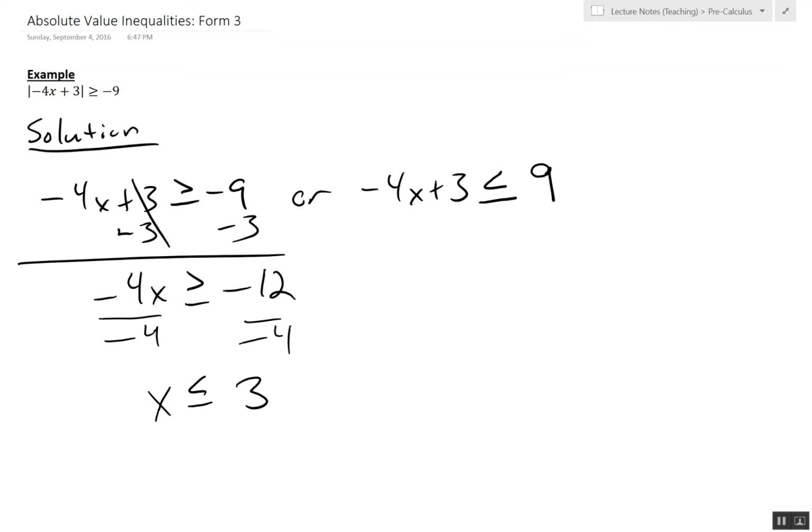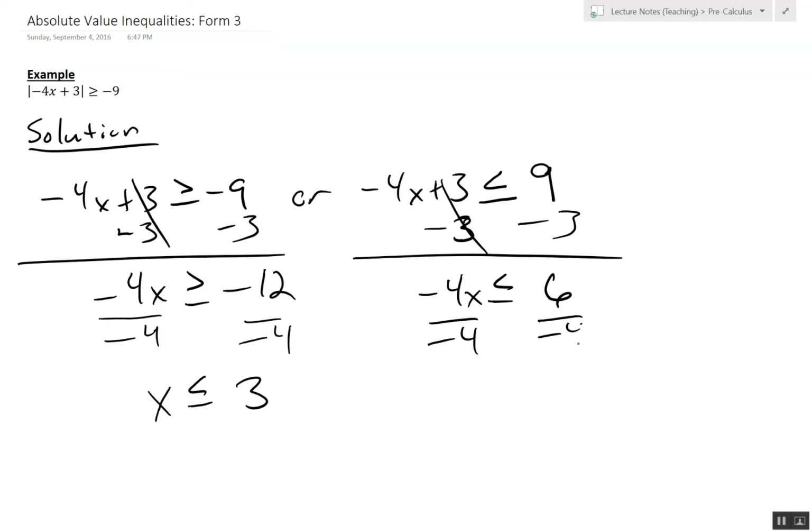Well, on the other hand, we are going to again subtract 3 from both sides, and these will cancel again. We'll get a negative 4x. This time it's less than or equal to a positive 6. And dividing both sides by a negative 4, we get that x should be greater than or equal to negative 3 halves. So this is an or statement.